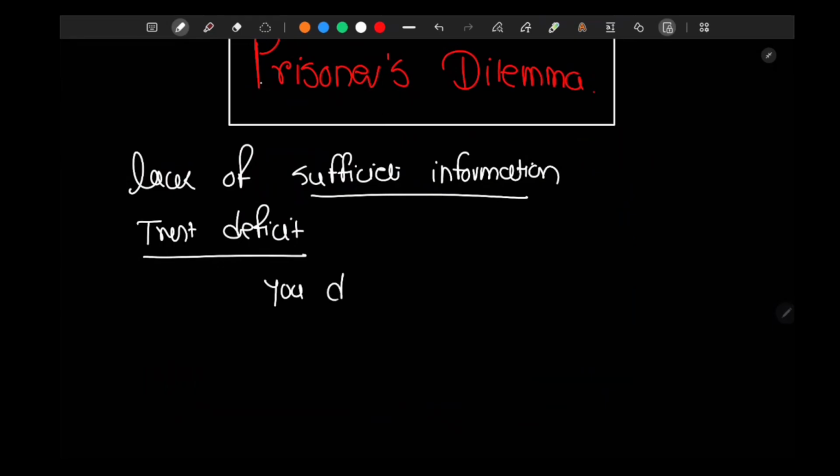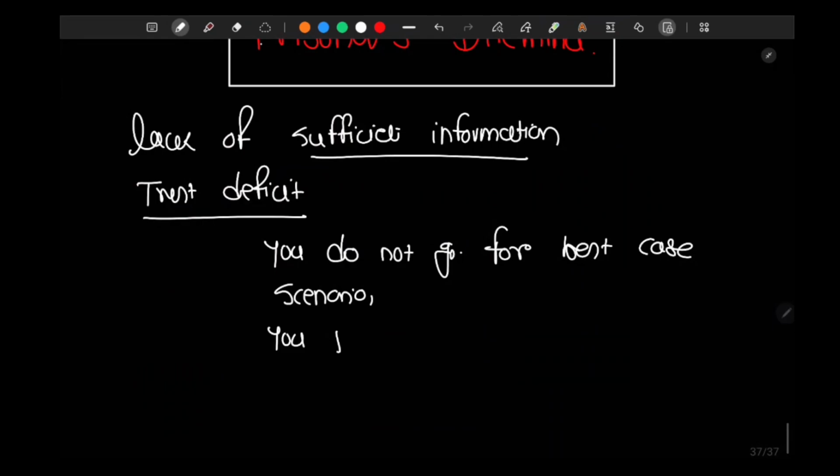you do not go for the best case scenario. You just try to avoid the worst. You do not go for the best case scenario. You just try to avoid the worst, right?